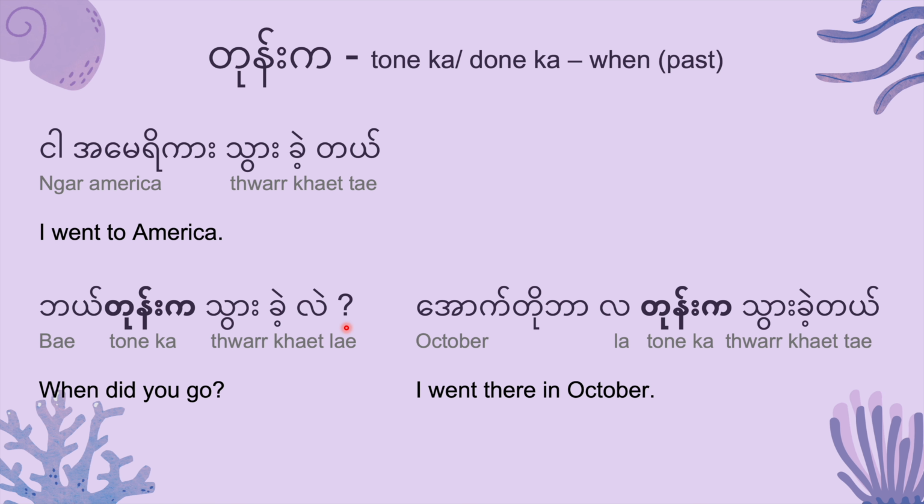Bedonga toa kere. You can ask, Bedonga toa kere, when did you go? Or Bedonga toa le, also the same. Or you can just say Bedonga le. Nga America toa kere. Bedonga le. October la donga toa kere. I went there in October. October la means month. October la donga toa kere. I went there in October.